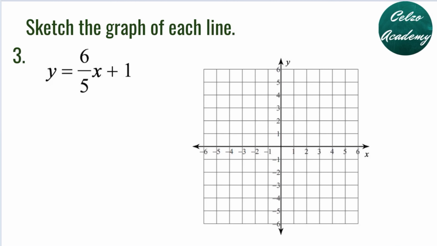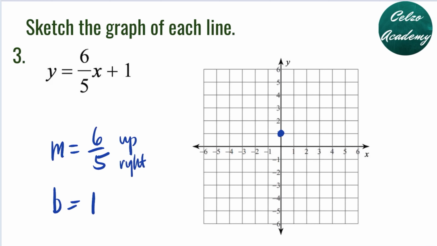Question 3. y = 6/5 x + 1. This equation is also in the slope-intercept form, so we can easily identify the slope m and the y-intercept b. The slope is 6 over 5, and the y-intercept is 1. To graph this, we will begin with the y-intercept at (0, 1). 6 over 5 means 6 units up and 5 units to the right.